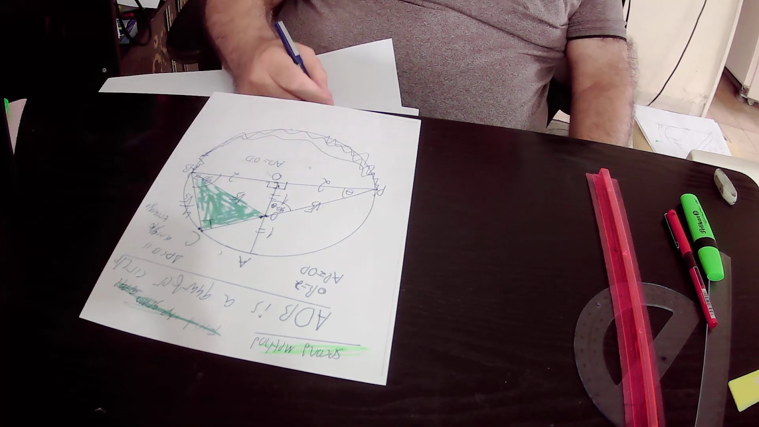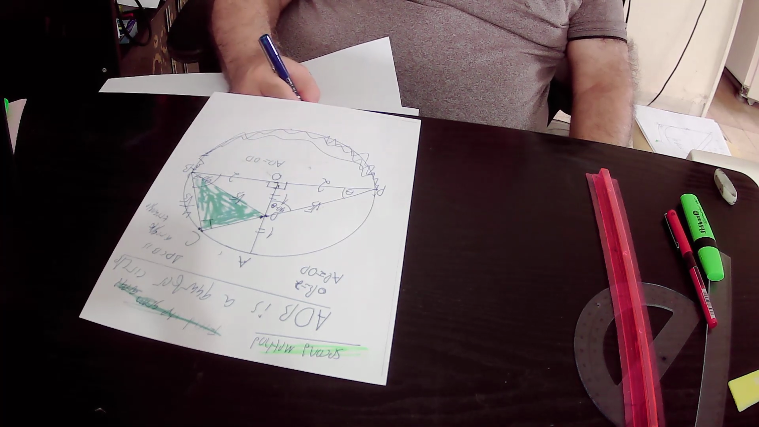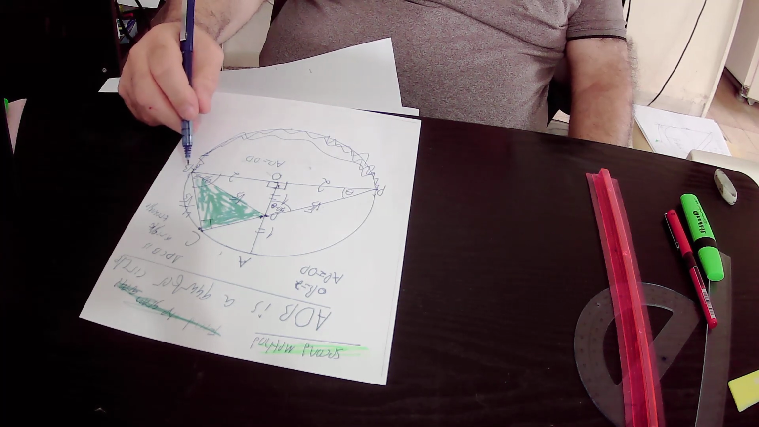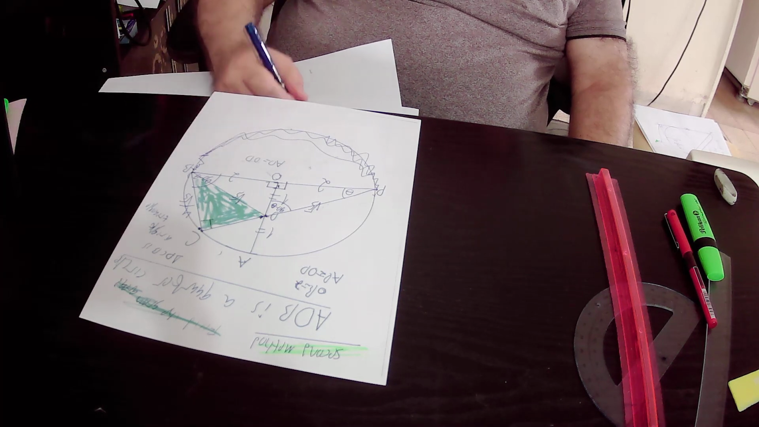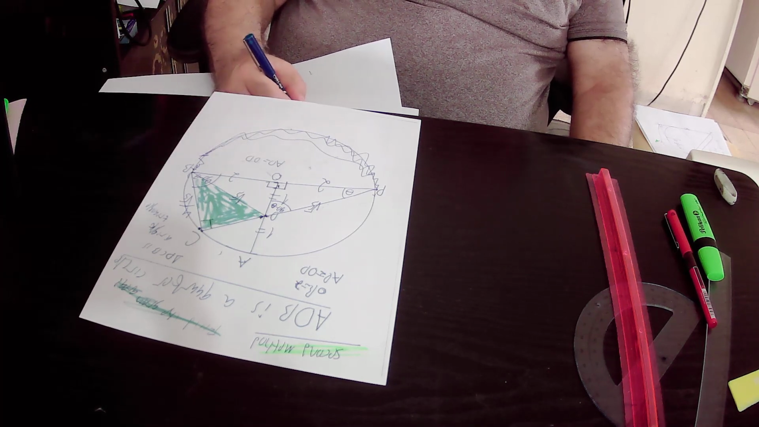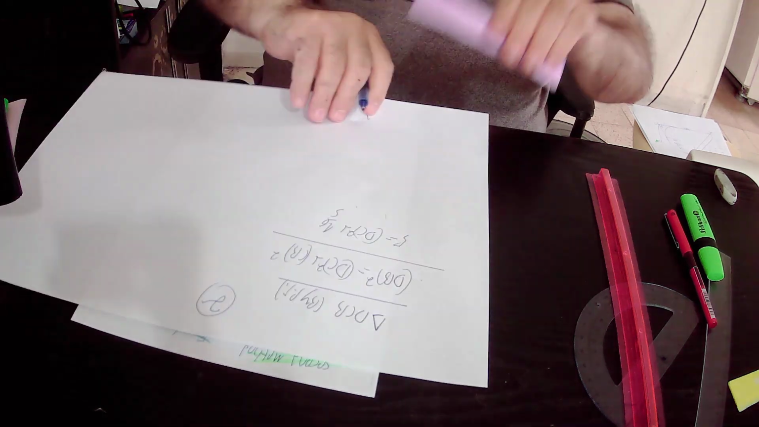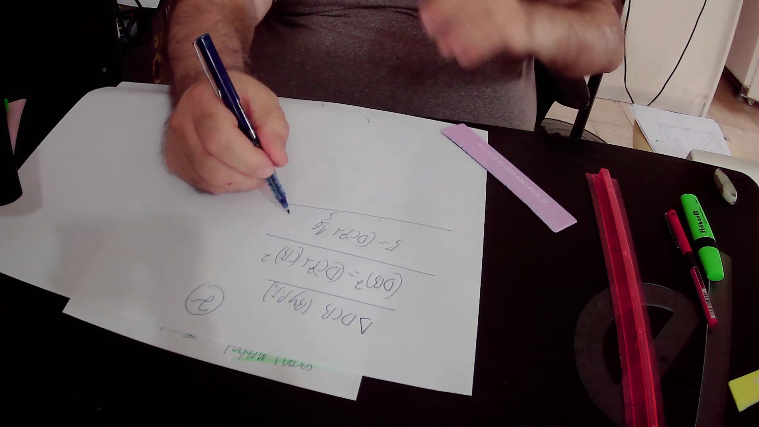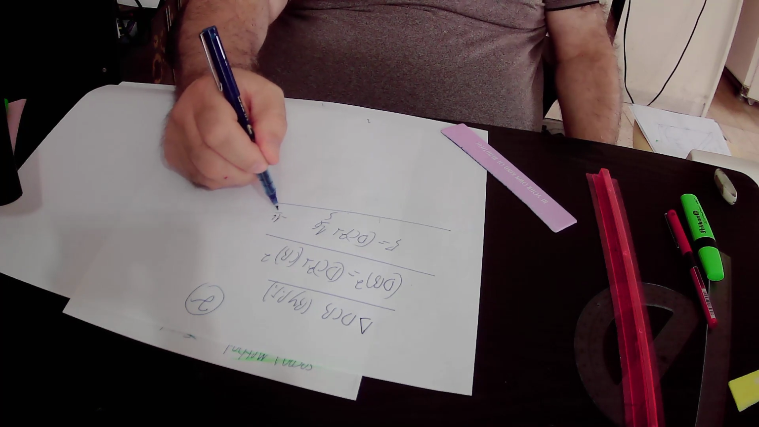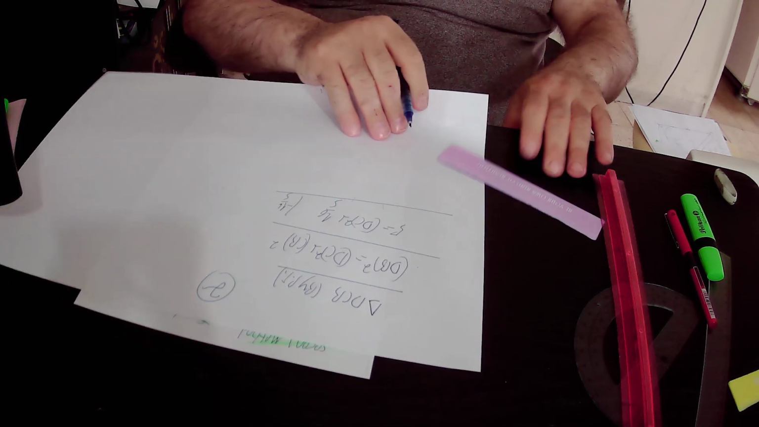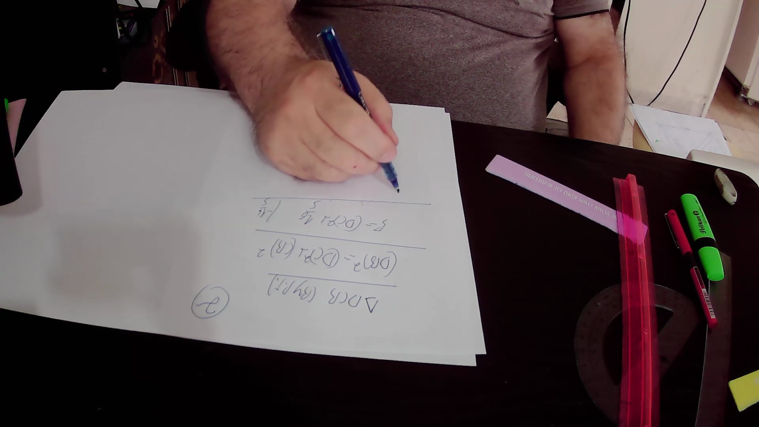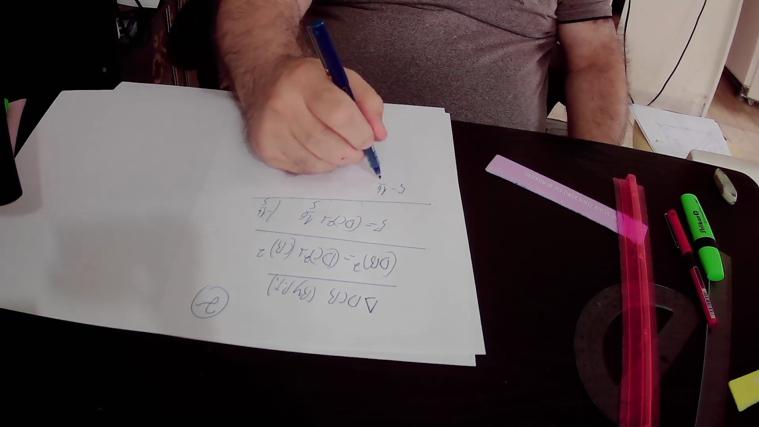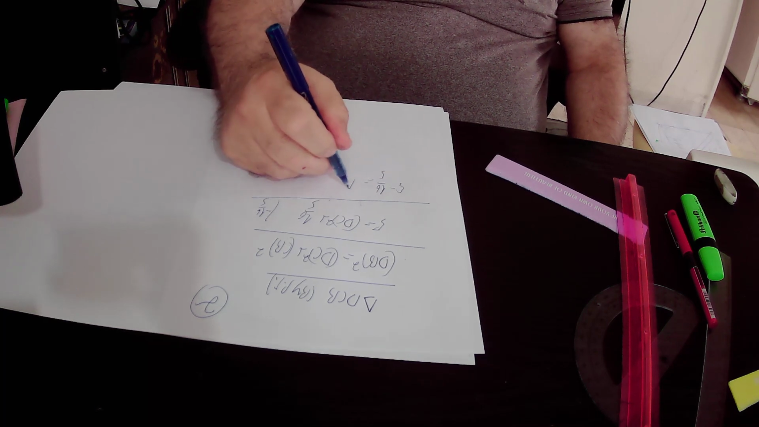This is the missing line segment, so we leave it as it is, plus CB square. CB is 4 over square root of 5, so CB square is 16 over 5. So in conclusion, we found out that 5 equals dC square plus 16 over 5. We subtract 16 over 5 from this equation, and we get 5 minus 16 over 5 equals dC square.